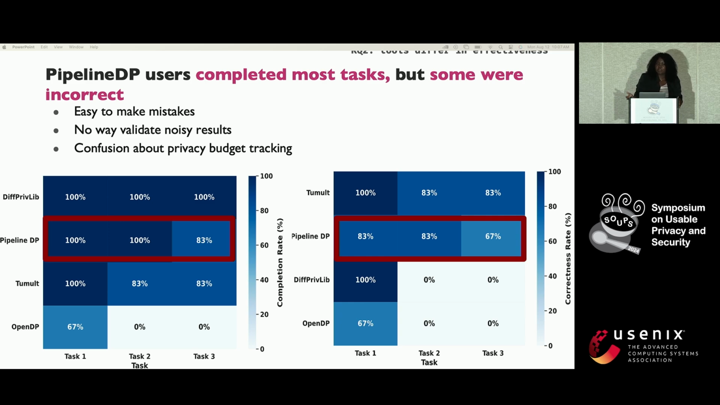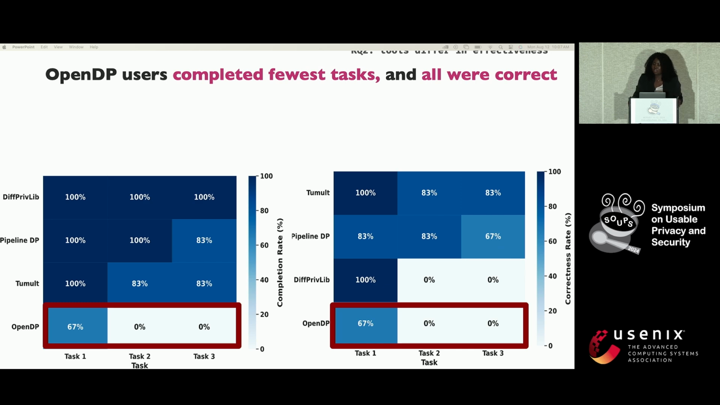Also, users of DiffPrivLib and PipelineDP were confused whether the tool tracks the privacy budget or not, so that was very confusing for users. On the other hand, the results for OpenDP were quite different. Most participants struggled to complete the task, with most people only completing the first task, task 1. However, when they did manage to complete the task, their solutions correctly enforced differential privacy.